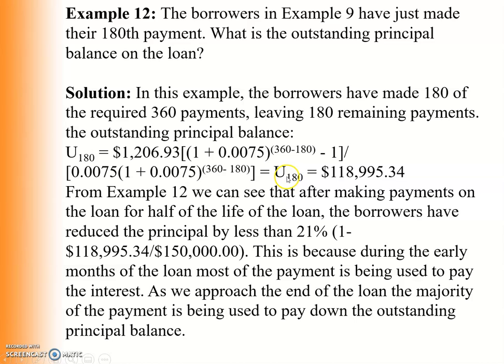So this will be the outstanding balance at the end of 180 months. So this is what was required in this question. You can see that after making payments on the loan for half of the life of the loan, the borrower has reduced the principal by only about 21%. That means 1 minus 118 divided by 150, so it is about 21%.